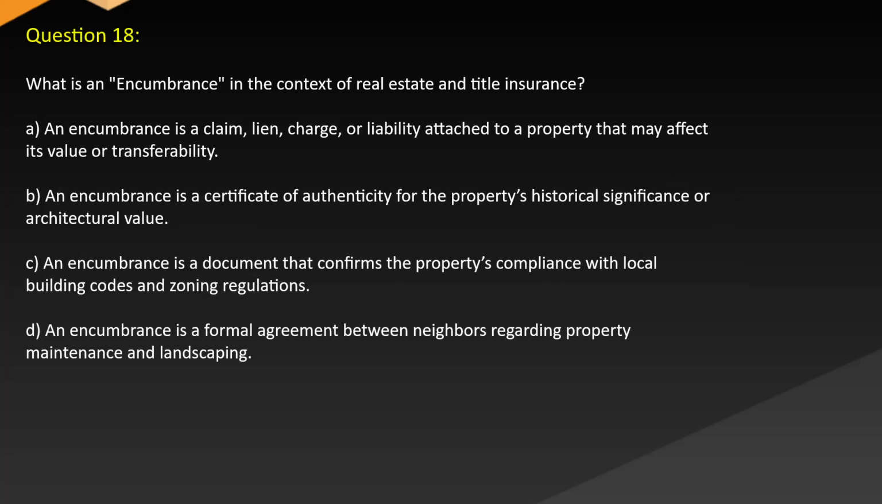Question 18. What is an encumbrance in the context of real estate and title insurance? A. An encumbrance is a claim, lien, charge, or liability attached to a property that may affect its value or transferability. B. An encumbrance is a certificate of authenticity for the property's historical significance or architectural value. C. An encumbrance is a document that confirms the property's compliance with local building codes and zoning regulations. D. An encumbrance is a formal agreement between neighbors regarding property maintenance and landscaping.